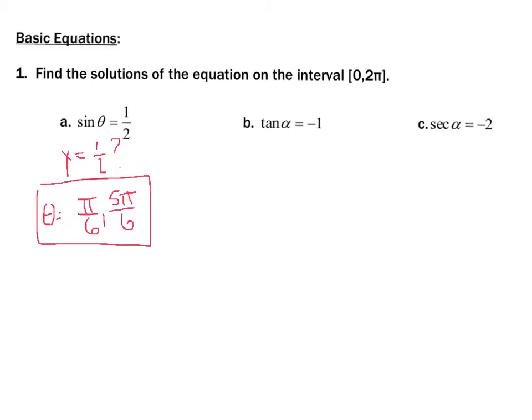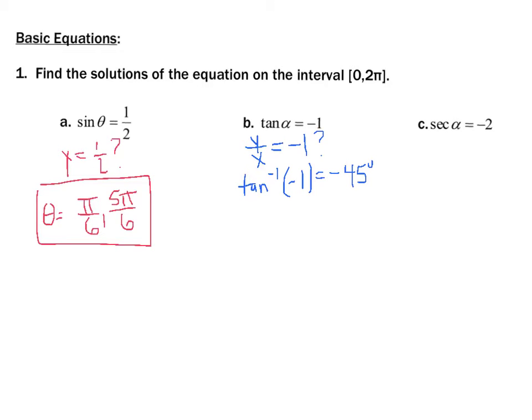Now for B, for tangent, tangent's a little bit harder, because tangent is y over x. So this is saying, where is my y over x equal to -1? Well, this is harder to see because it depends on your y and your x value. So instead of looking right away at your unit circle, we're going to use our calculator. Remember, when we're solving for angles, you're going to take the inverse. So I'm going to take second tan, or the inverse of tan, of -1. If you enter that in your calculator, you're going to get -45 degrees.